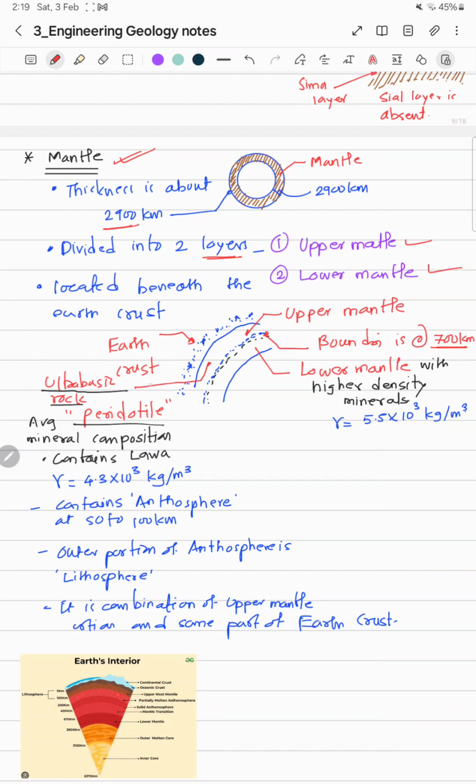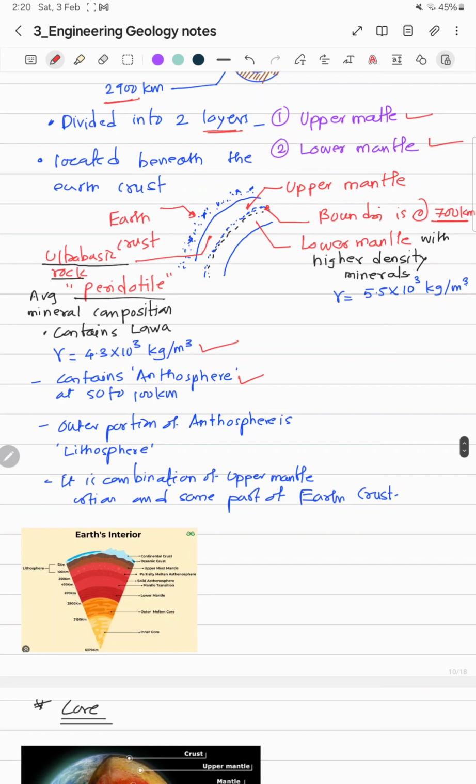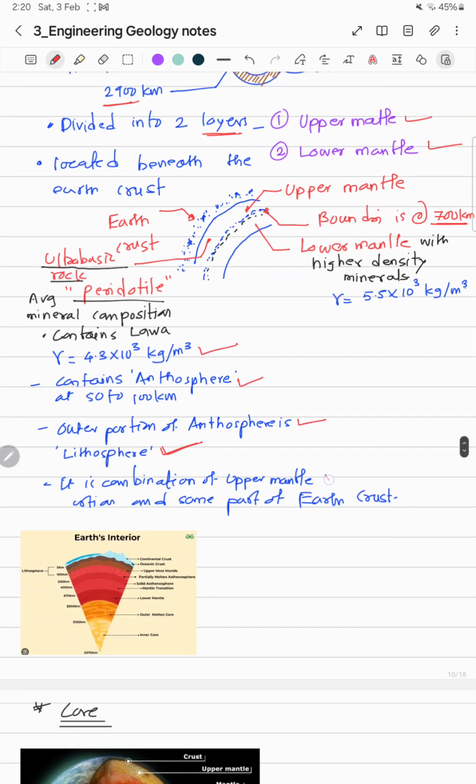In the upper mantle there is an ultra basic rock called peridotite, which has the average mineral composition of lava, with a density of 4.3 into 10 to the power 3 kg per meter cube. It also contains the asthenosphere, up to 550 to 100 kilometer. The outer portion above the asthenosphere is called the lithosphere. This lithosphere is a combination of the upper mantle portion and some part of the earth crust.